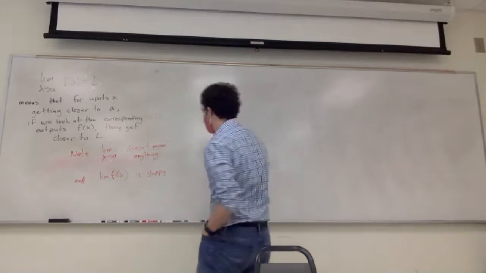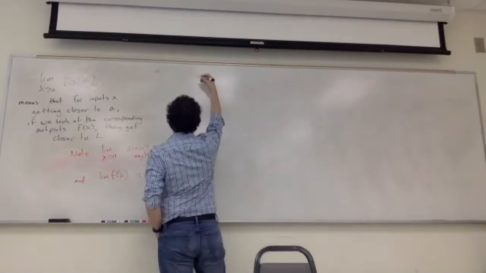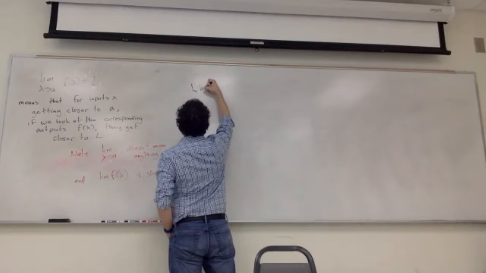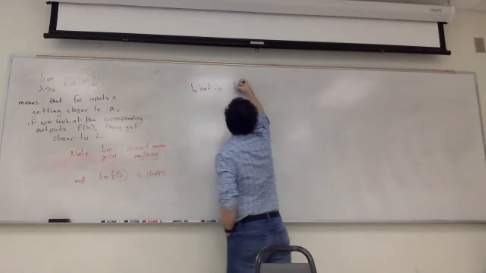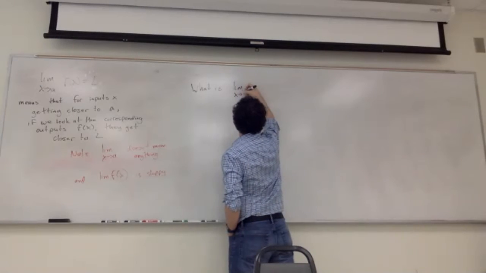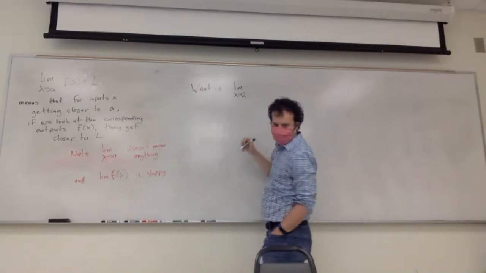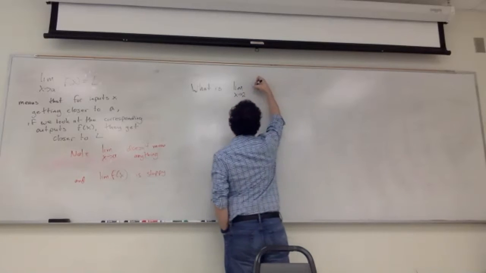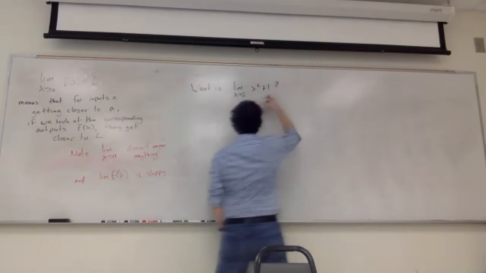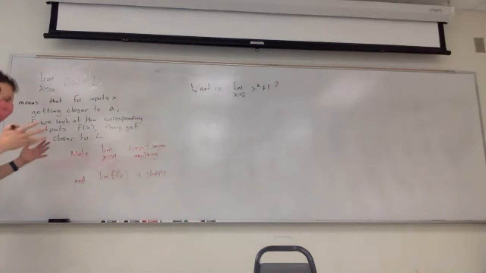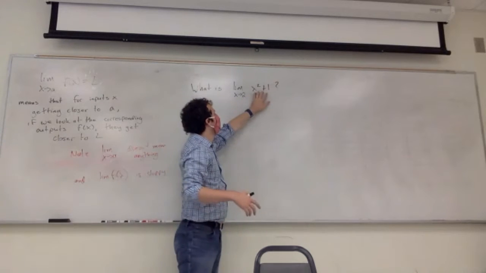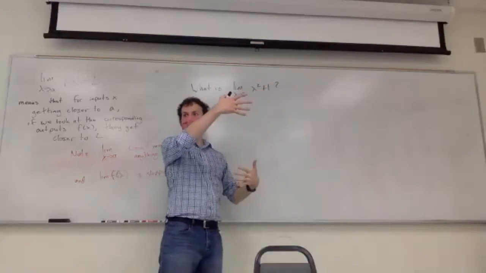So let's ask the kind of question that we'll be asking. What is the limit as x goes to 2 of x squared plus 1? This is a typical limit problem. You're given a function and a point. What number is this? It's saying, what number do you get if you let x's get closer and closer to 2, put those x's in here, x squared plus 1, and then generate a list of outputs.